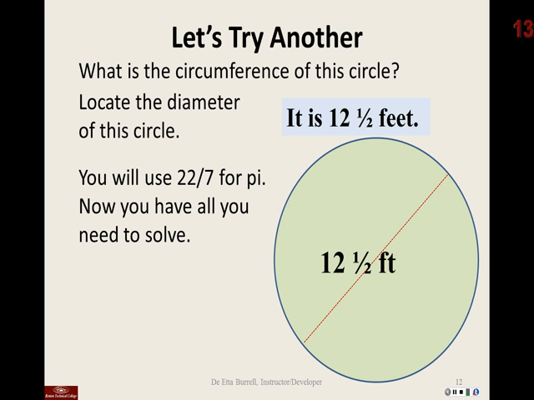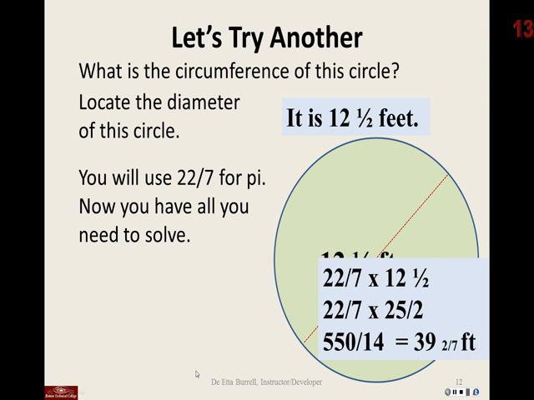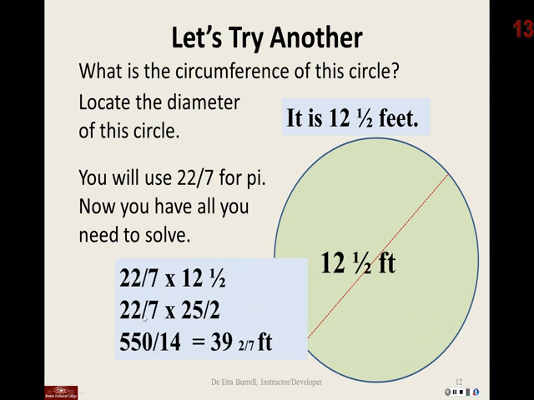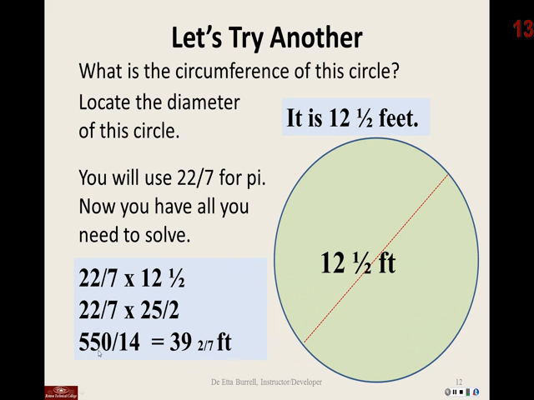So since they want me to use 22/7, that's a fraction. And they gave me a fraction, 12.5. I'm going to use fractions to solve this problem. So 22/7 times 12.5, we know this becomes 25/2, right? If I take 22/7 times 25/2, that gives me 550/14, and when I reduce it, I get 39 2/7 feet.